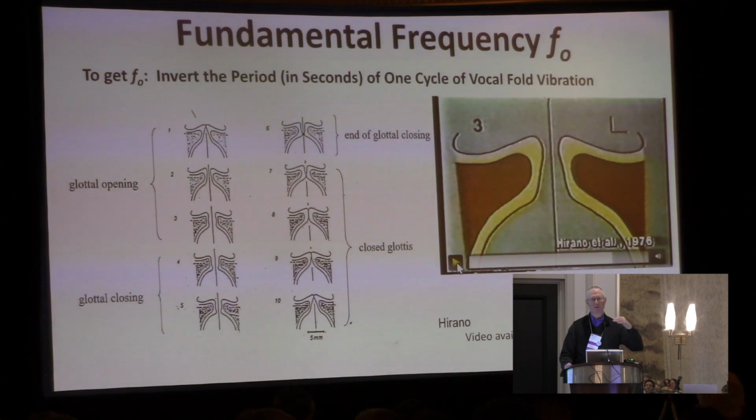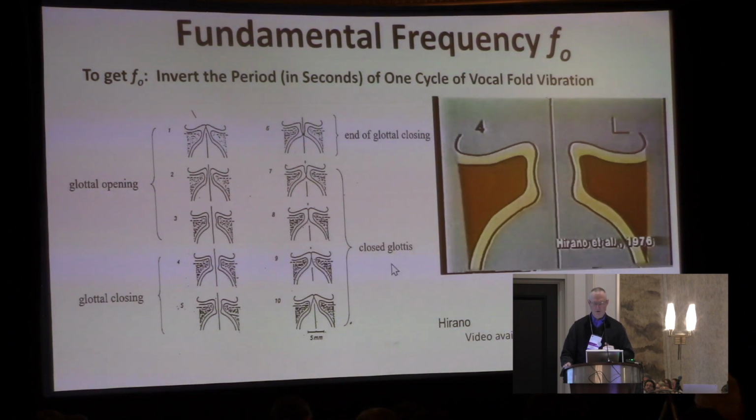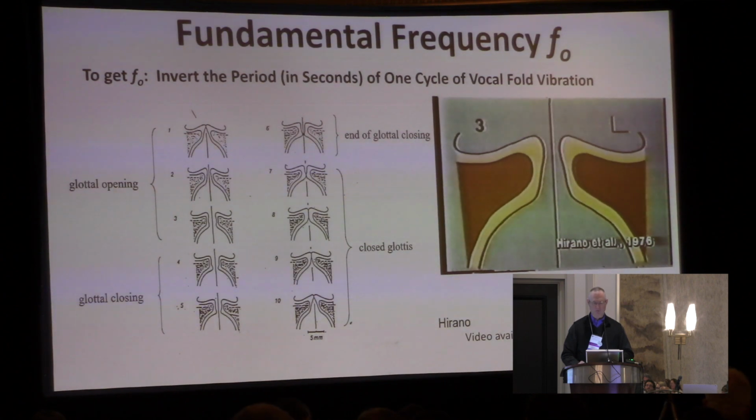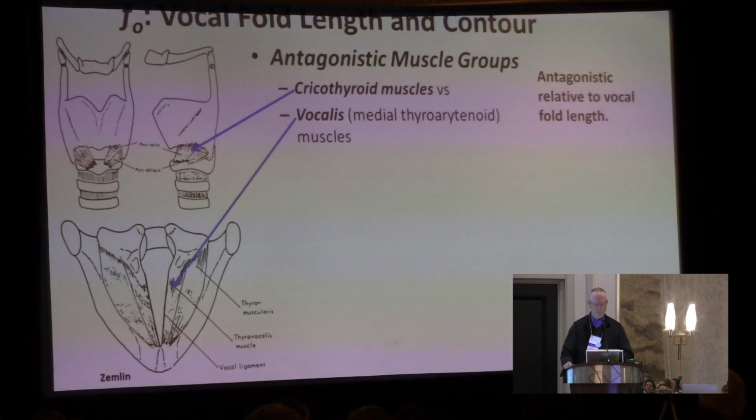And then when they separate, they form a convergent glottis shape where the distance here is greater than here. And so this oscillation of convergent to divergent is very important relative to vocal fold oscillation, normal oscillation.